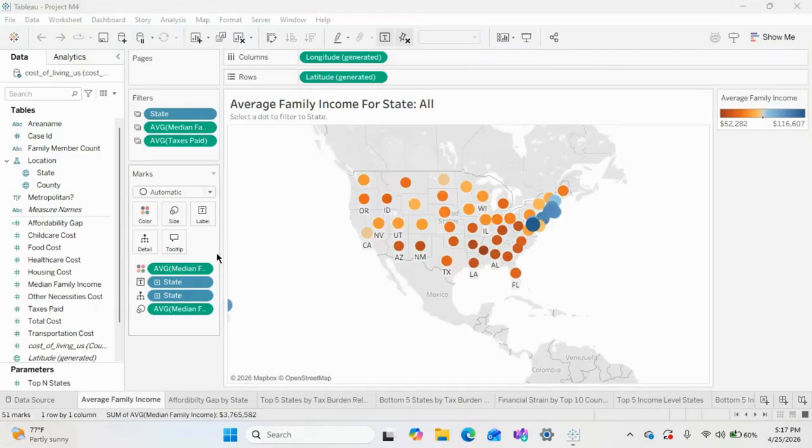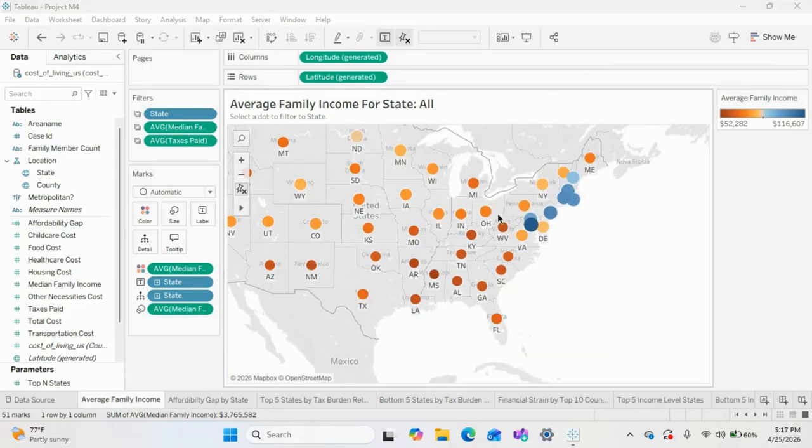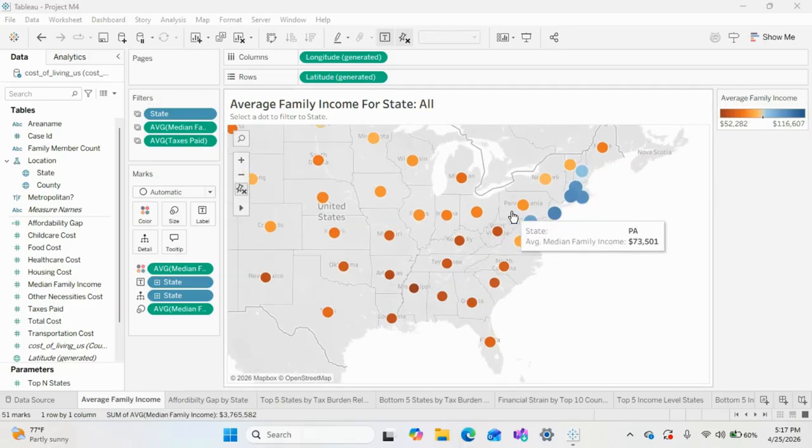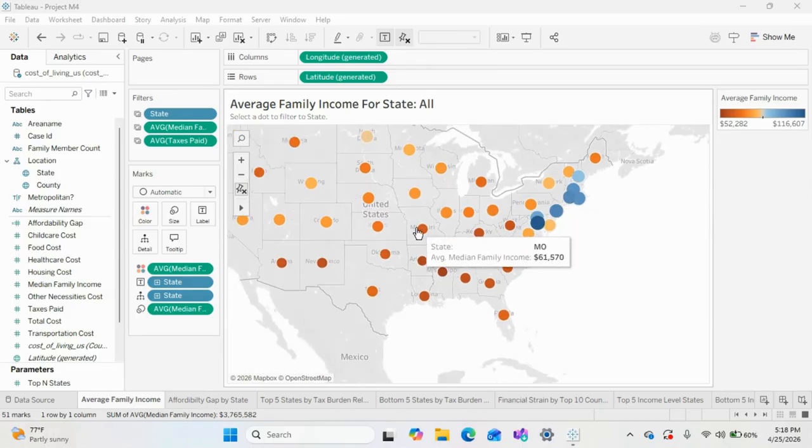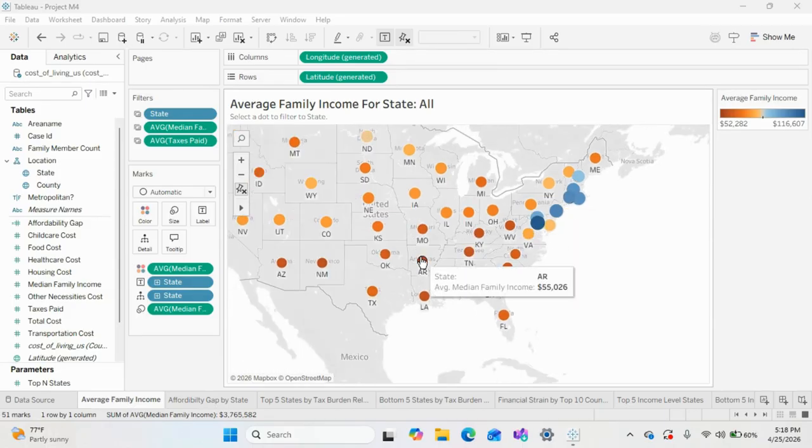And here we have my visualization Tableau sheets. I started off with average family income and go into detail, and then we have the color blue showing that the average median family income is greater than the rest, of which the lowest would be the red, and here we have Tennessee.